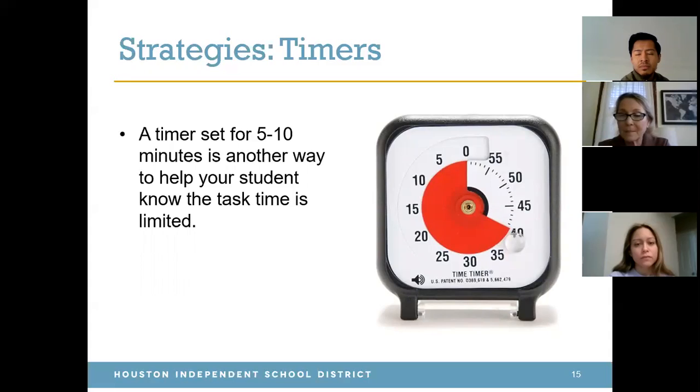Another example for attention strategies are timers, and we often use these timers in schools. Timers provide a visual prompt to let the child know there's a specific time that they have to do a certain task, a preferred task or a non-preferred task, and it gives them the ability to know that there's a limit on what they're doing.